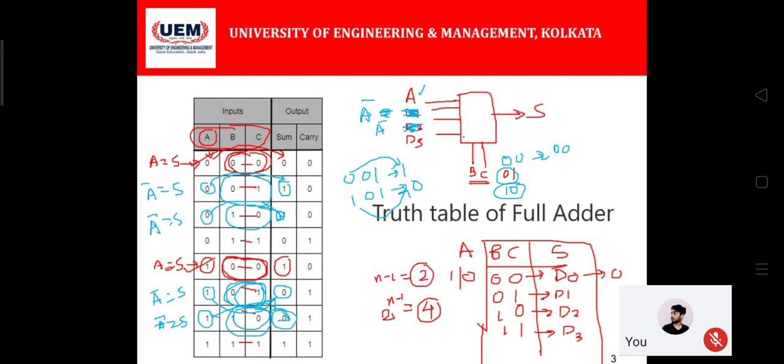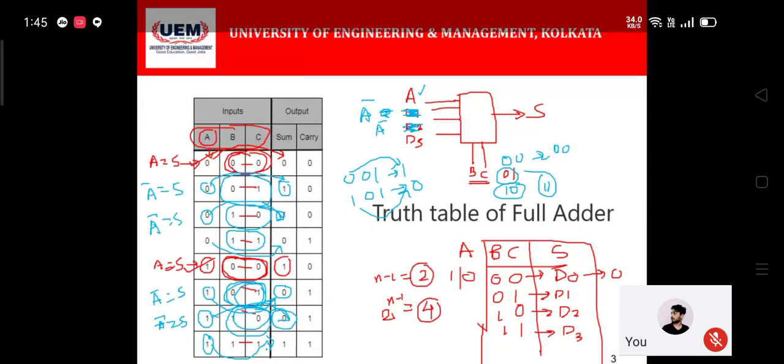And the last case is 1 1, when B and C become 1 1. That means D3 will be coming at the output. In that case, when B and C is 1 1, if A is 0, sum is also 0. So it is a direct relation; when A is 1, sum is also 1. So we can write A equals S, and this is also A equals S. So these two are satisfied, and we can replace the D3 by A.